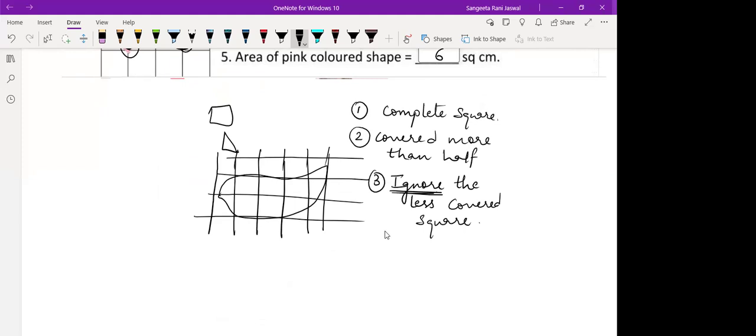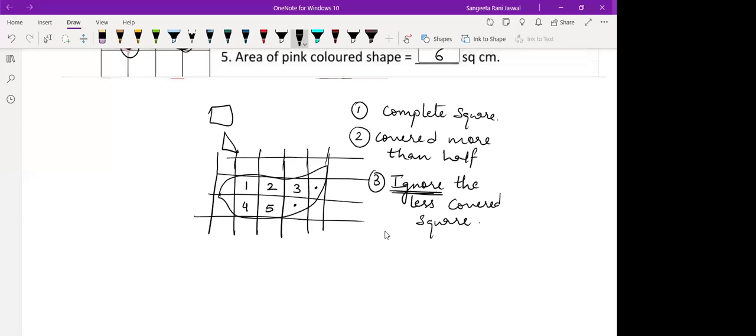Okay, now suppose this is some random figure I have made here. Let's count the complete squares in this. 1, 2, 3, 4, 5. Okay, these are 5 complete squares. Now this is less than half, so we will ignore. This portion is more than half, so I'll count it. This portion is also more than half, this also I will count. This portion is somewhat less than half, so let's ignore. This is also less than half, so we'll ignore.